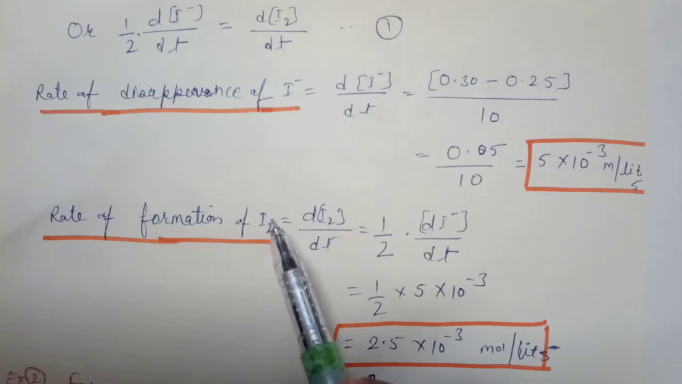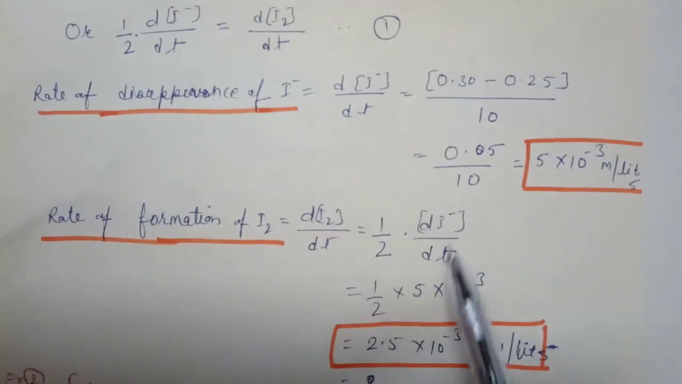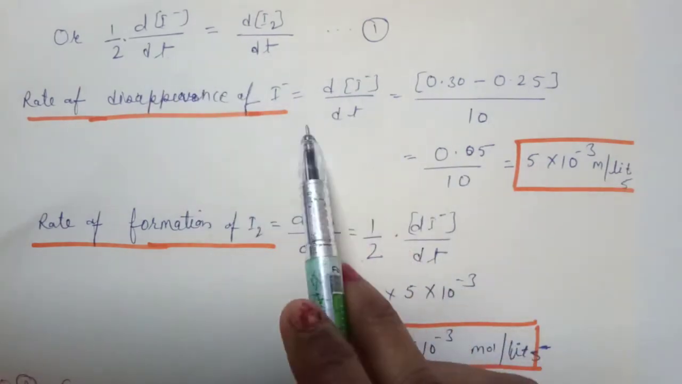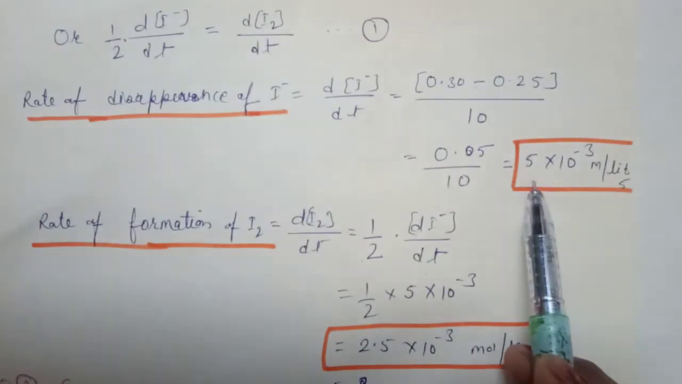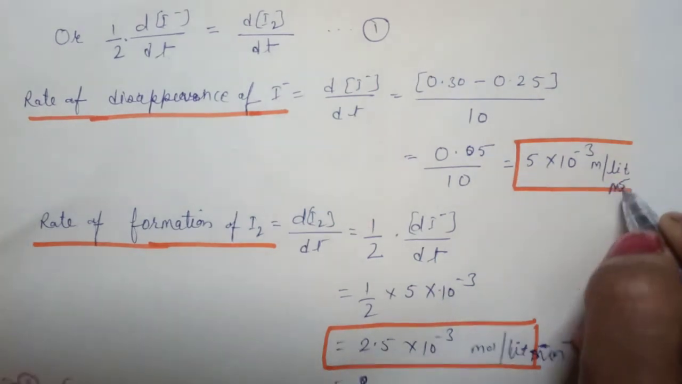The rate of formation of I2, d[I2]/dt, is equal to 1 upon 2 d[I minus]/dt. This is the relation. So the value of d[I minus]/dt is 5 into 10 to the power minus 3. We put the value of this, then the answer will be 2.5 into 10 to the power minus 3 moles per liter per minute. This is per minute, not second.